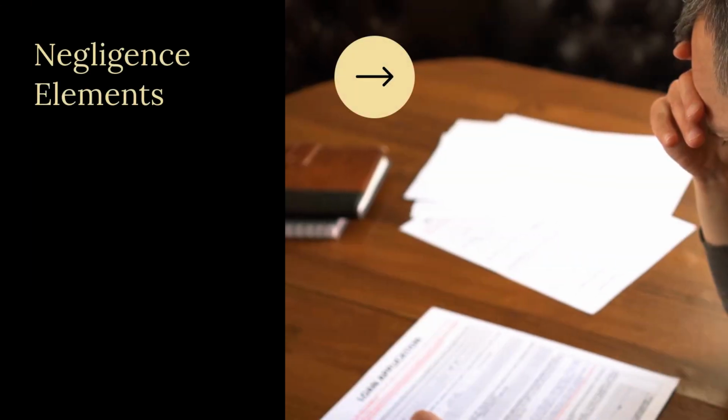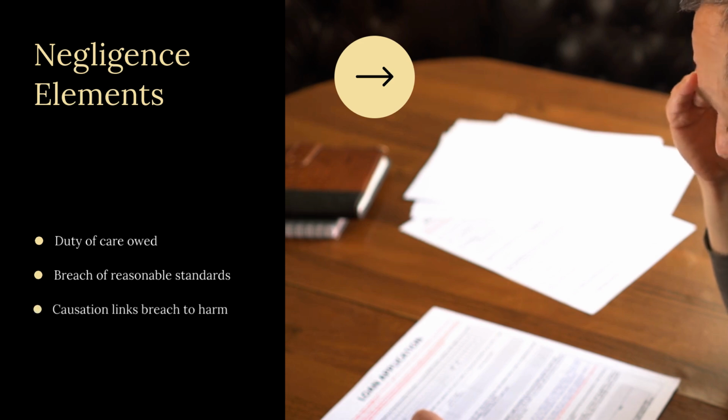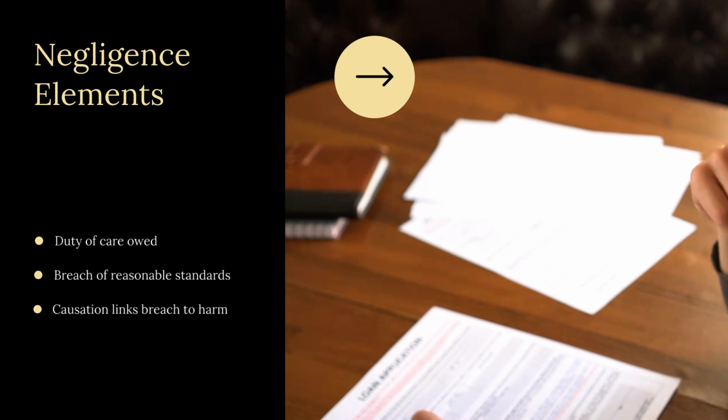Negligence involves duty of care, breach, causation, and damage. The defendant must owe a legal duty to the claimant. A breach occurs when actions fall short of reasonable standards. Causation links the breach to harm caused. Damage includes physical, financial, or property loss.